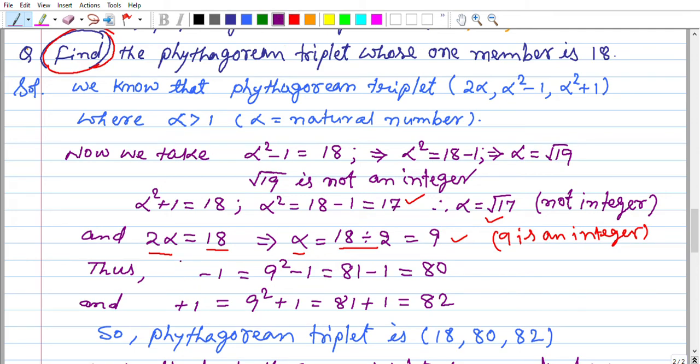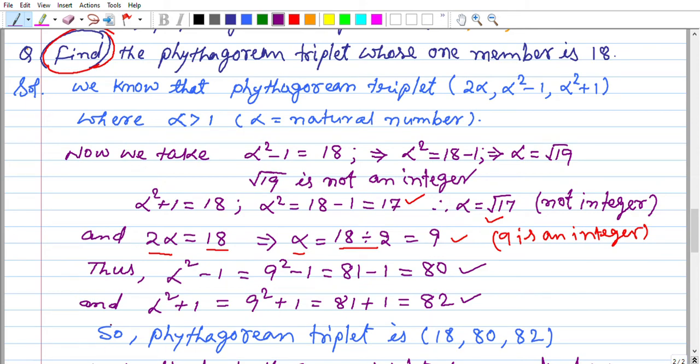Here is alpha square. Alpha square minus 1 equals, alpha value we have 9, so 9 square minus 1. 9 square you know very well, 81 minus 1, we get 80. In the second, alpha square plus 1 equals 9 square plus 1, 81 plus 1, we get 82.